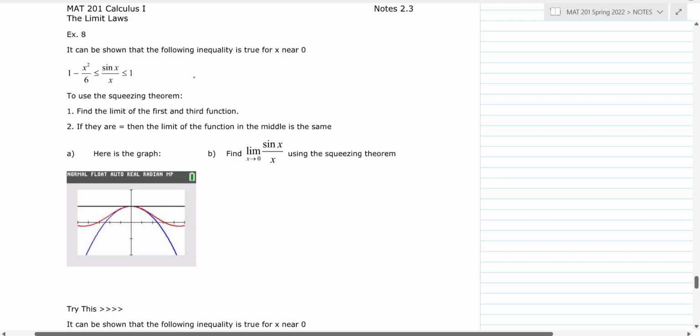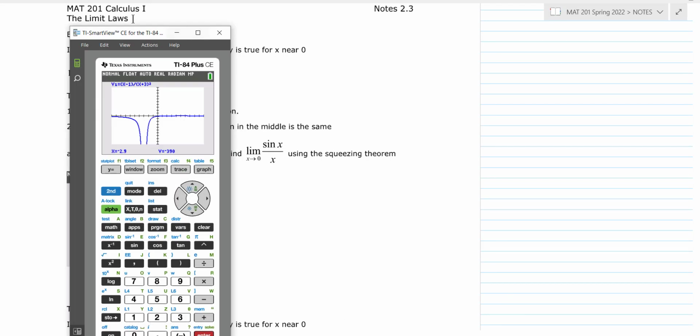So what we're going to do is find the limit of the function that's in the middle of the two. All right, so you kind of have three functions, 1, 2, 3. What you're going to do is try to find the limit of the first and third, and if they are equal, then that will be the value of the limit of the function in the middle.